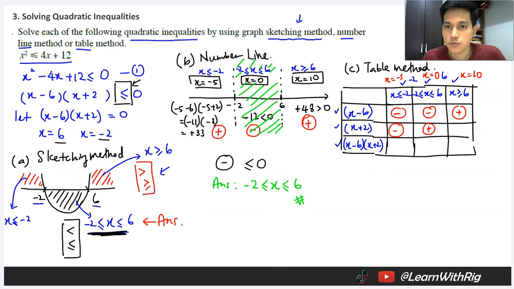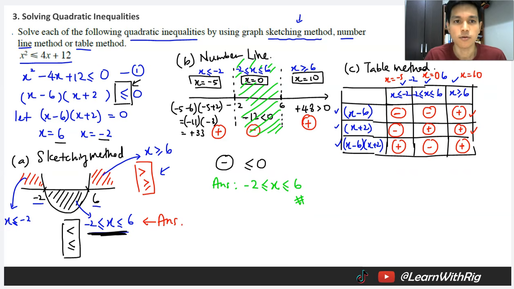10 plus 2 is 12, so you get a positive value. So now, here, how are you going to find? Since it is a multiplication of these two, what you have to do is just multiply the signs. Negative times negative, you get positive. Negative times positive, you get negative. And positive times positive, you get positive.